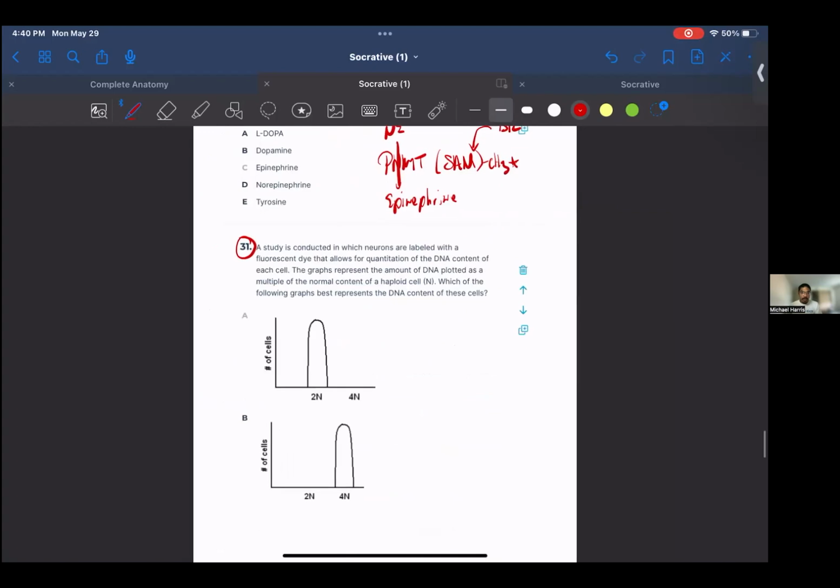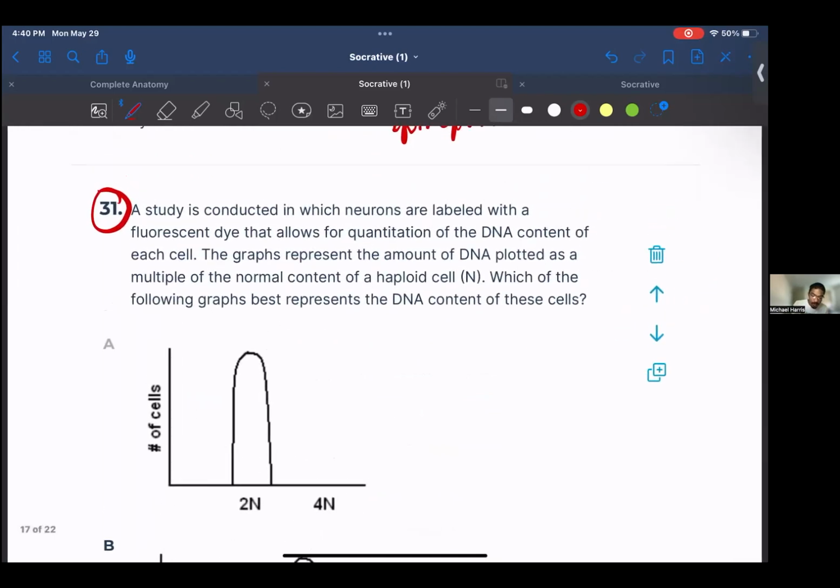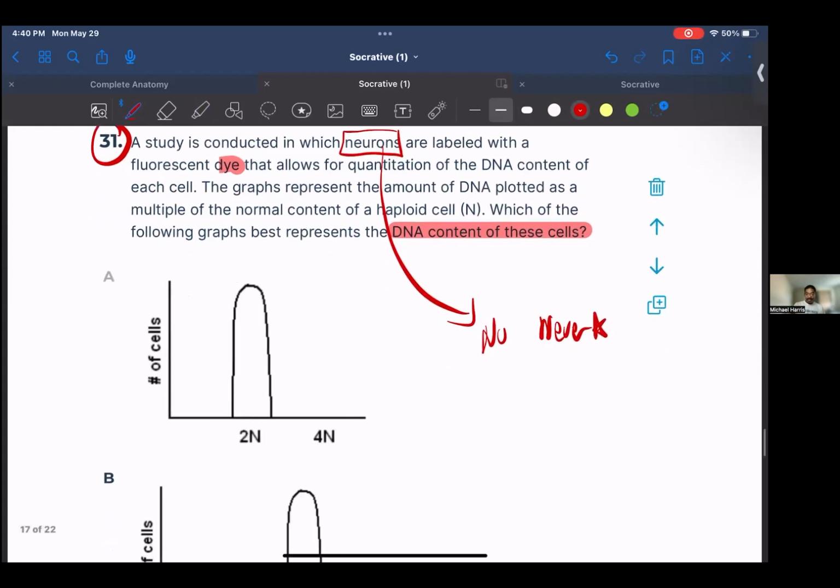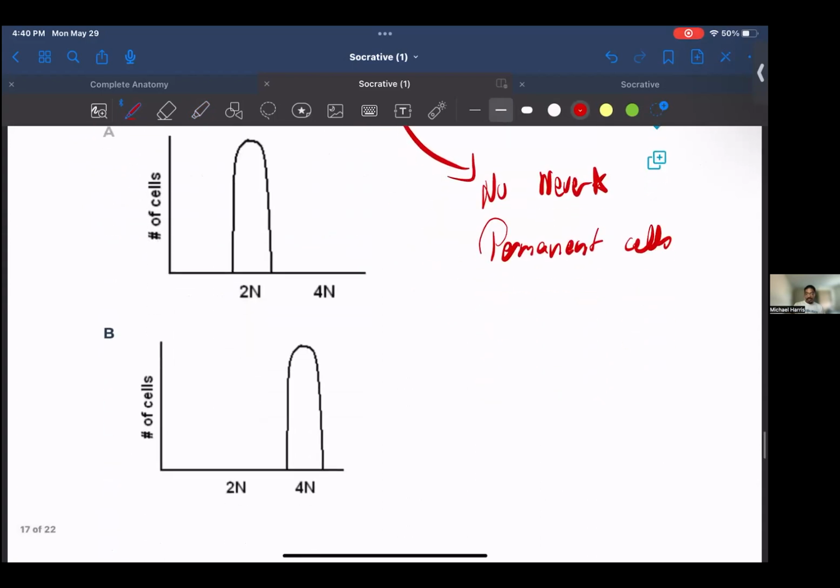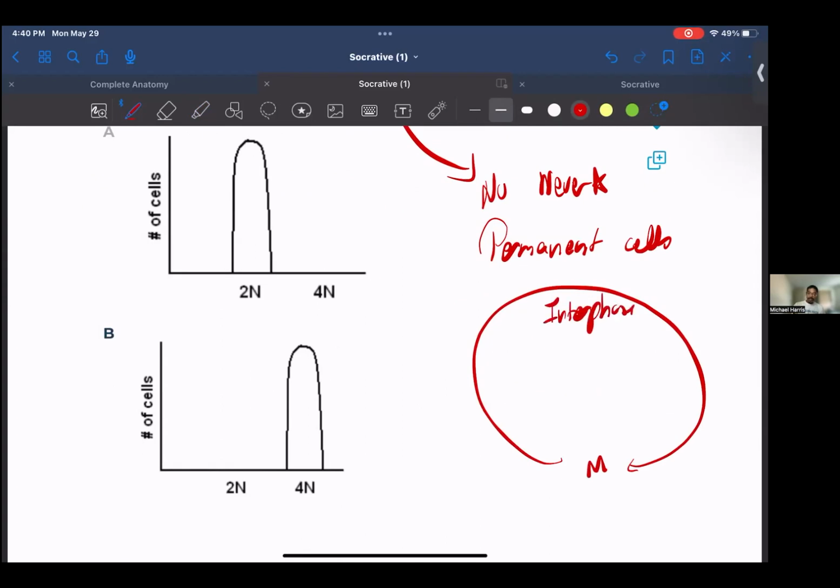31. In 31, they have a scenario where they're saying, hey, we've dyed this DNA. Okay. And then we watched the DNA content in these cells. So then you have to think, well, what cells did you dye? You dyed neurons. My question to you is this: do neurons divide? No, never. They are known as permanent cells. So now my next question is this: in the cell cycle, where are these guys located at?